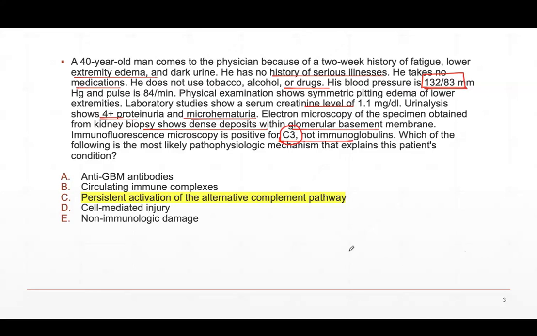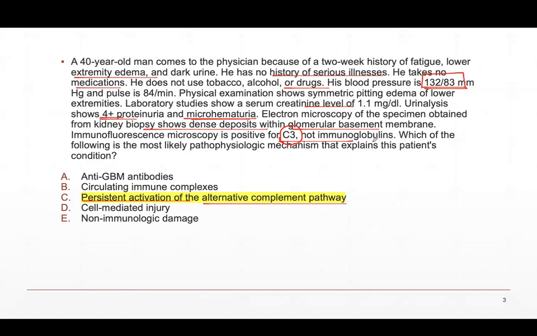Anti-GBM will give you antibodies against GBM, right? And it will give you a different picture. The answer is C, persistent activation of the alternate complement pathway. Specifically, this is MPGN, membranoproliferative glomerulonephritis. And MPGN, if you guys remember, it's divided into type 1 and type 2, right? And type 1, what does it have? It has IgG and C3.